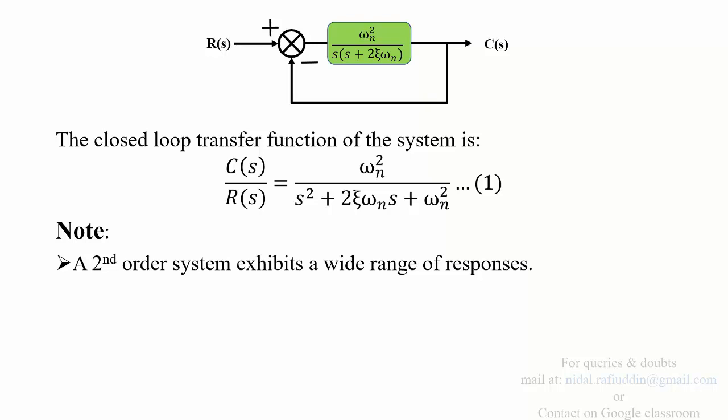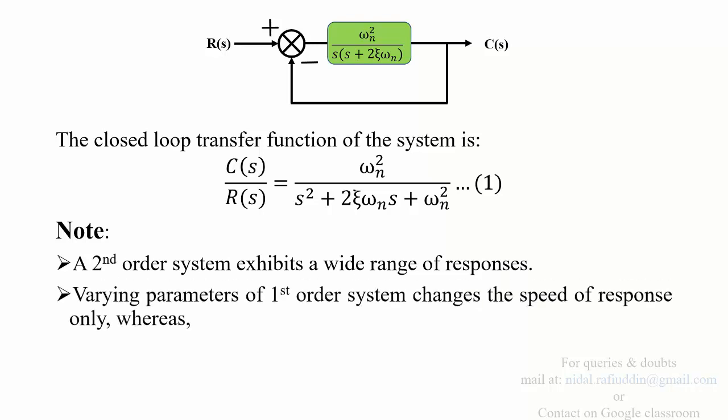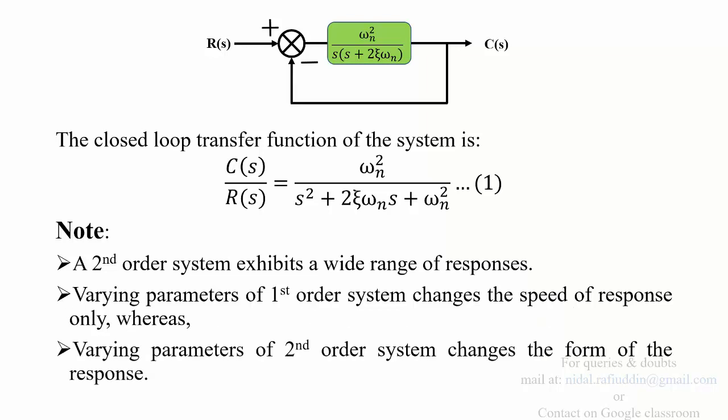While in case of second order system, when you are going to change parameters, it's not only going to change the speed of response, it will also be changing its form as well. And we'll discuss that today. So varying parameters of first order system changes the speed of response only, whereas varying parameters of second order system changes the form of the response as well. So the speed and form both are going to change. So it's better to write here as well. So speed will also be changing.